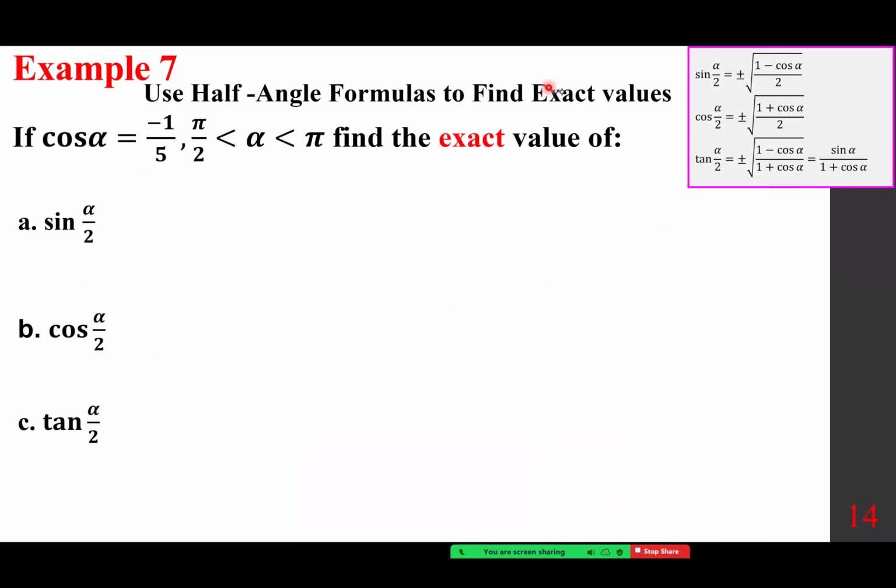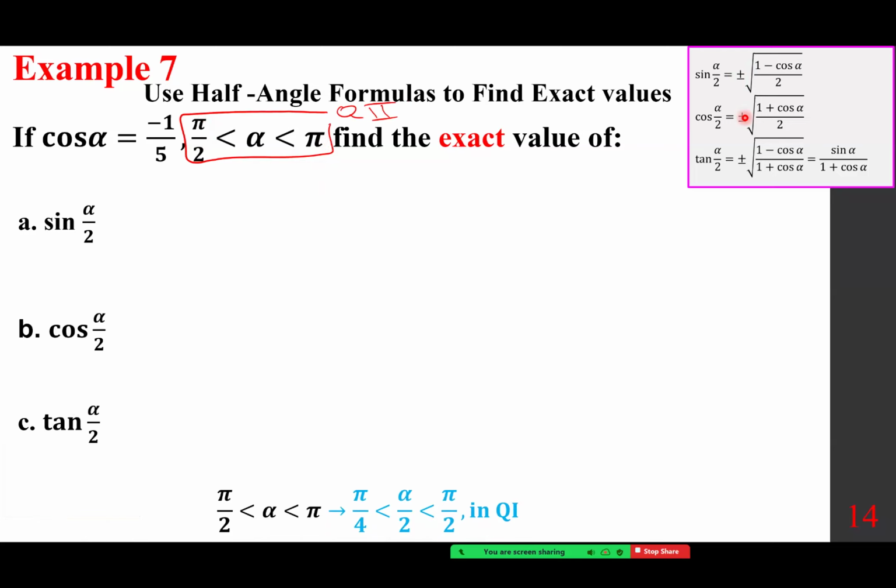Use half angle formulas to find the exact value. If cosine of alpha is negative 1 over 5, and alpha is between pi over 2 and pi, find the exact value, first and foremost. This is quadrant 2. And half of it makes this one pi over 4, makes this one pi over 2, puts it in quadrant 1. So all of them are in quadrant 1. All of them are positive. So you have to figure out the sign, it's positive. The reason why we have plus minus here.